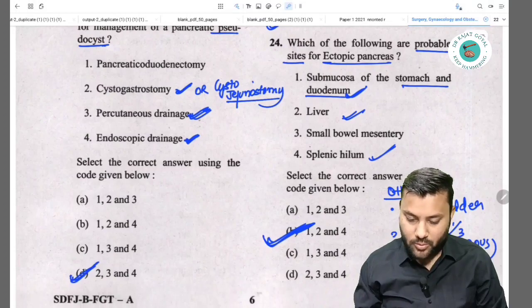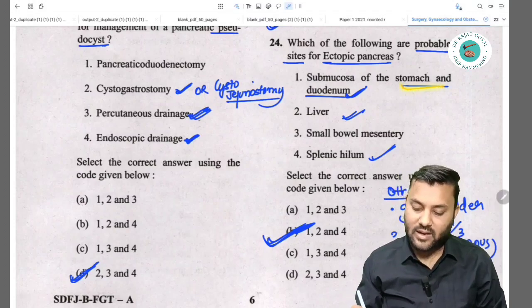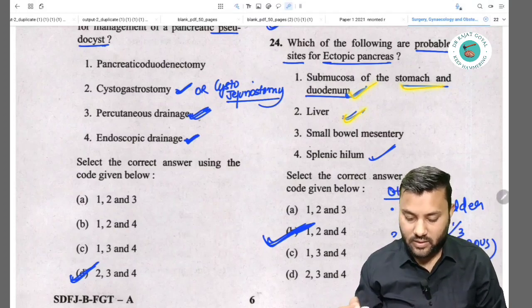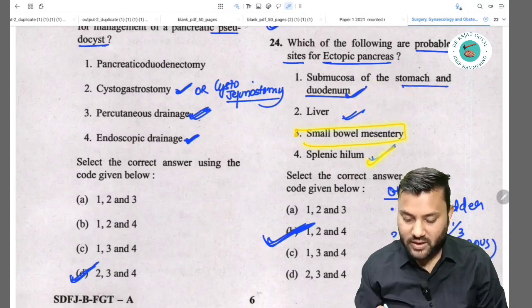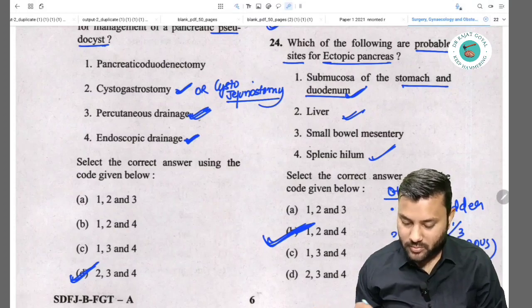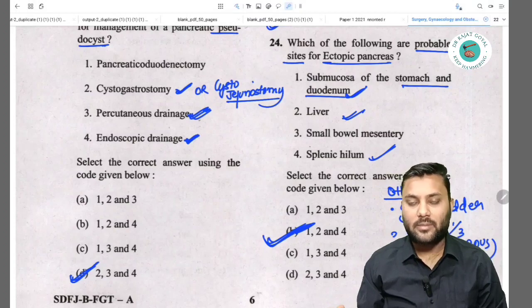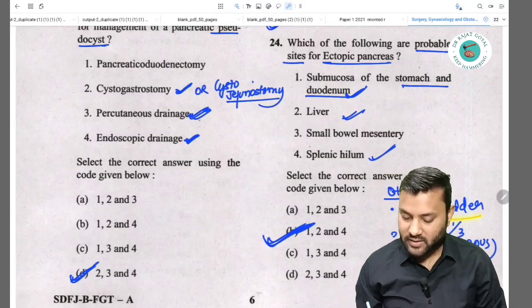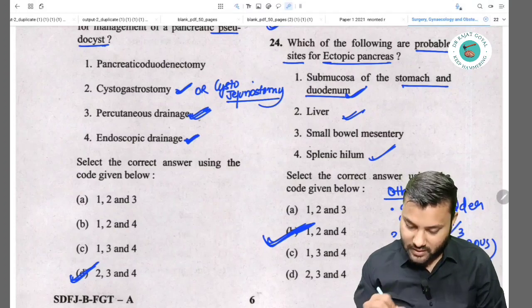Which of the following are the probable sites for ectopic pancreas? So if we talk about ectopic pancreatic tissue, the sites can be stomach, duodenum, liver and splenic hilum. But the small bowel mesentery is not a common site for ectopic pancreas. So we have to remember. Other organs where ectopic pancreas can be found are the gallbladder and the distal one third of the esophagus. So the answer here will be 1, 2 and 4.